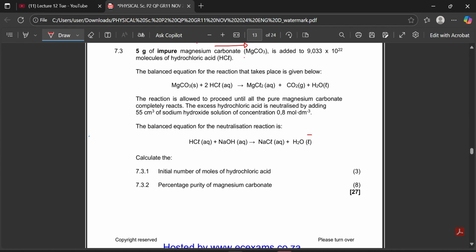The excess hydrochloric acid, if hydrochloric acid is in excess, we then know that magnesium carbonate is limiting, right? So the excess hydrochloric acid is then neutralized by adding 55 cubic centimeters of the sodium hydroxide solution of concentration 0.8 moles per cubic decimeter. And the balanced equation for the neutralization reaction is HCl plus NaOH to give us salt and water.